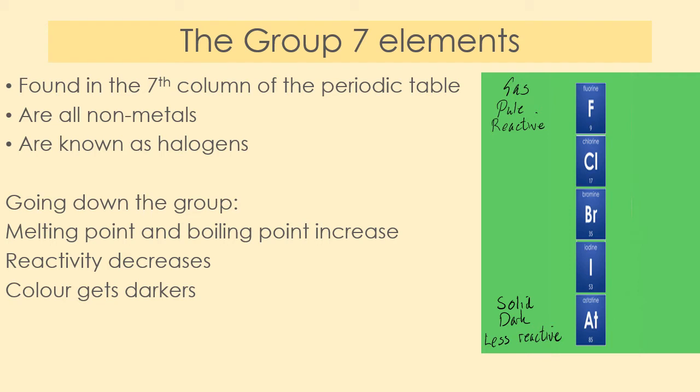As we come down, we notice that going down, the colour gets darker. So the colour gets darker and the reactivity decreases. And the melting and boiling point increases. These are some of the things we need to know about the group 7 elements. The colour gets darker, the reactivity decreases, and the melting and boiling point increases.